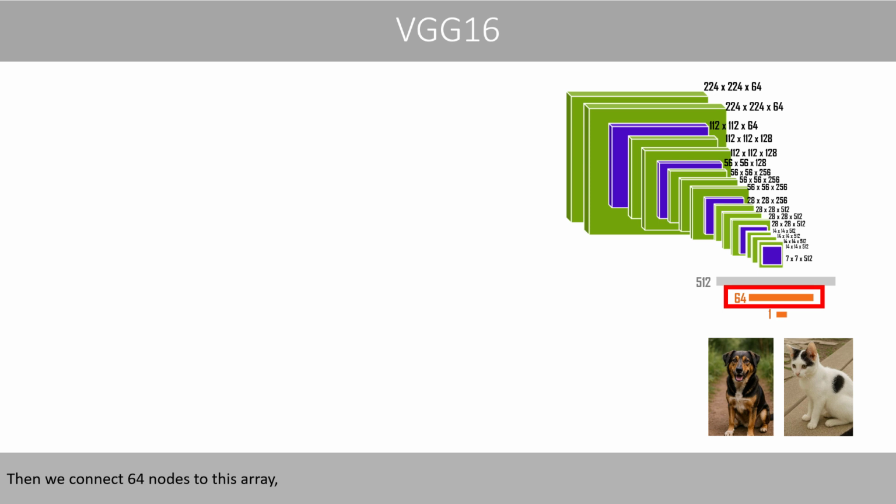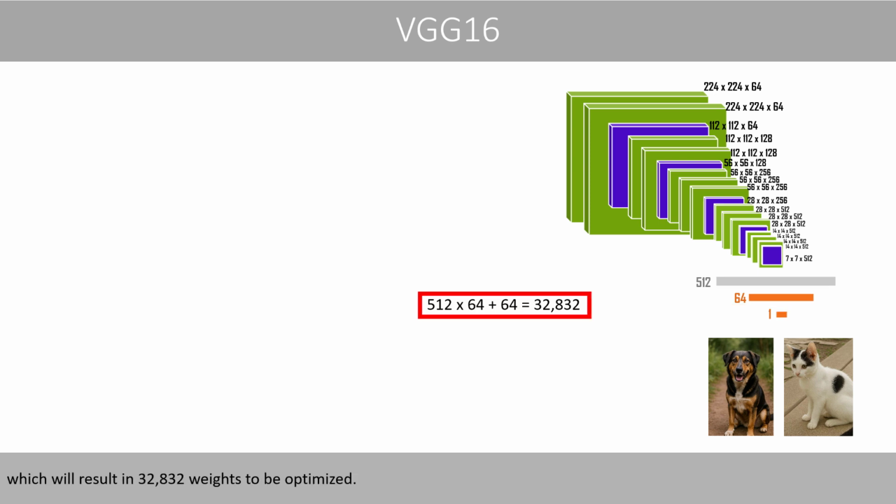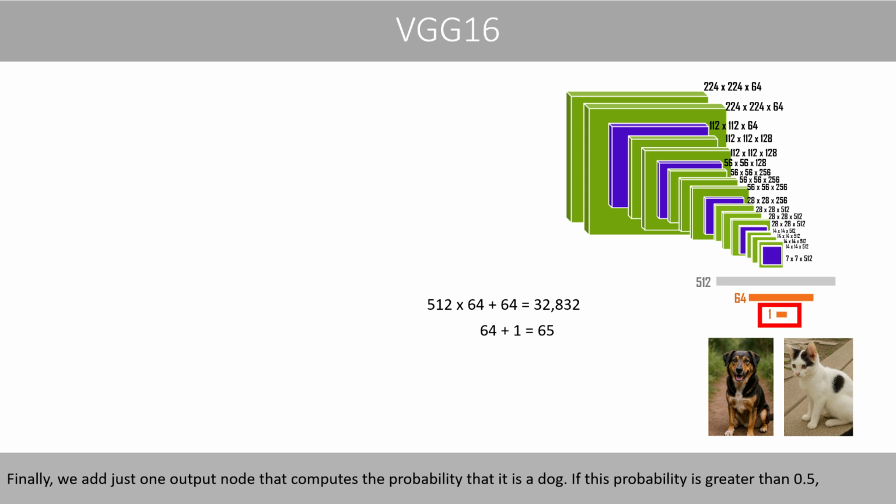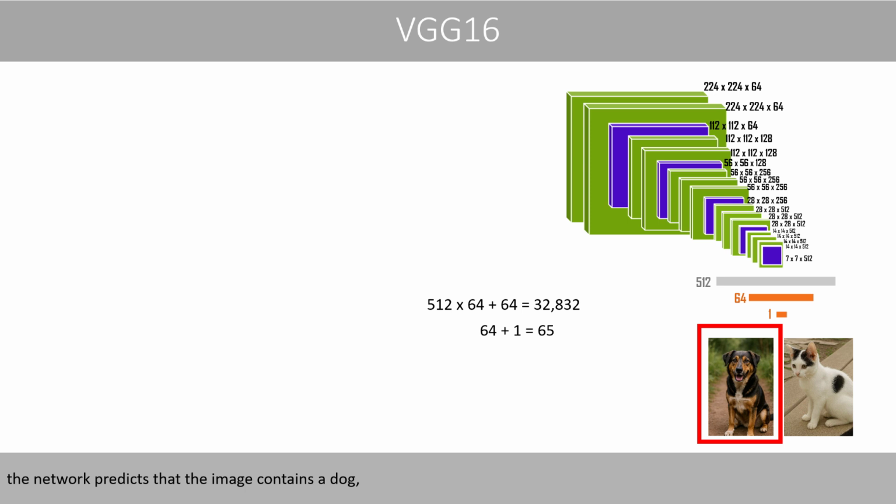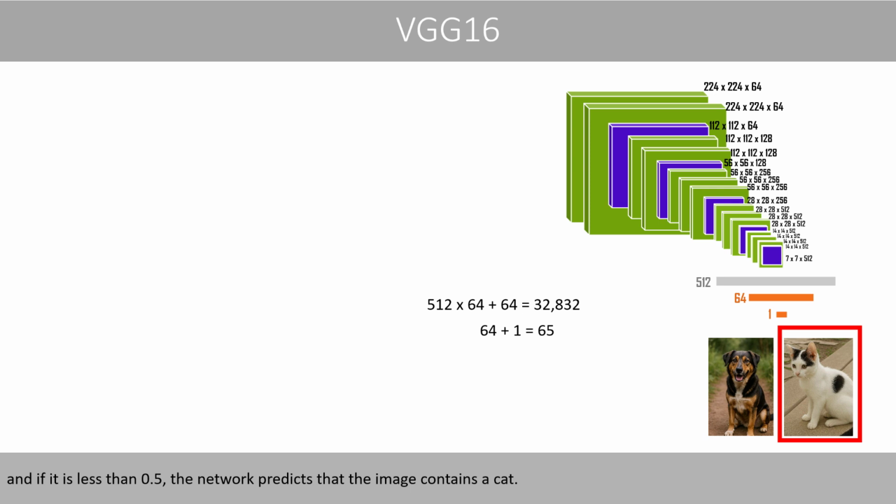Then we connect 64 nodes to this array, which will result in 32,832 weights to be optimized. Finally, we add just one output node that computes the probability that it is a dog. If this probability is greater than 0.5, the network predicts that the image contains a dog. And if it is less than 0.5, the network predicts that the image contains a cat.